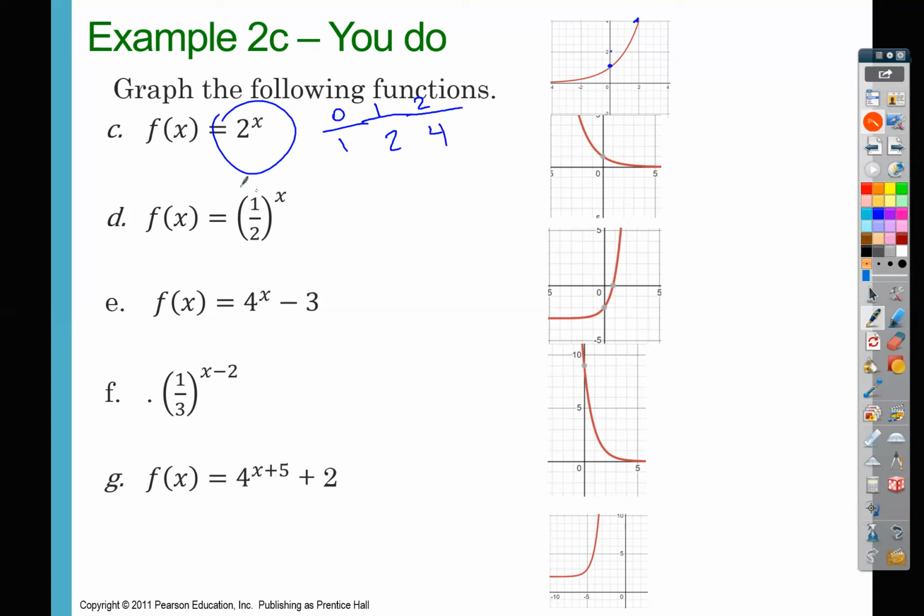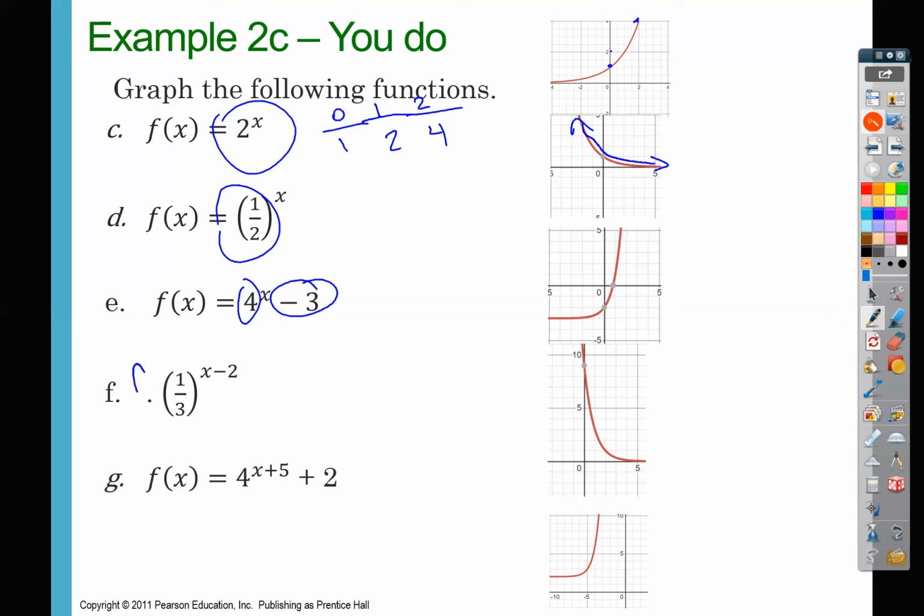D, notice that your rate, or your b, because it's f of x equals b to the x power, is less than 1. So that's why we're going down from left to right. E, this -3 means that we're going down 3. This 4 actually means that it's a steeper graph, okay?